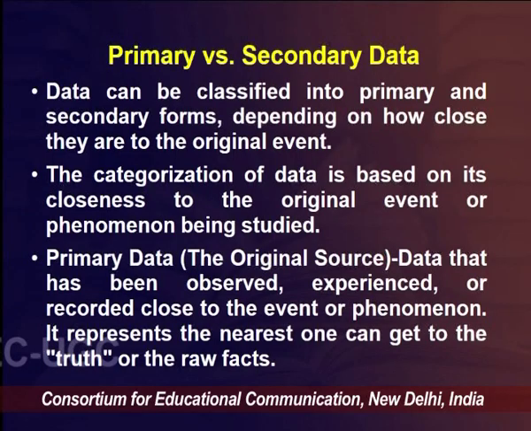Primary data is the original source. That implies that the researcher is the first person who is going to collect this data. So, the original source is the researcher himself or herself. Data that has been observed, experienced or recorded close to the event or phenomena. It represents the nearest one can get to the truth or the raw fact.